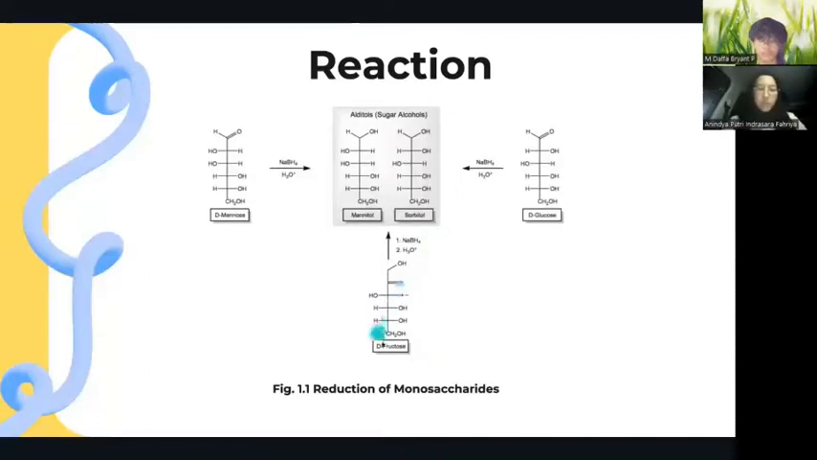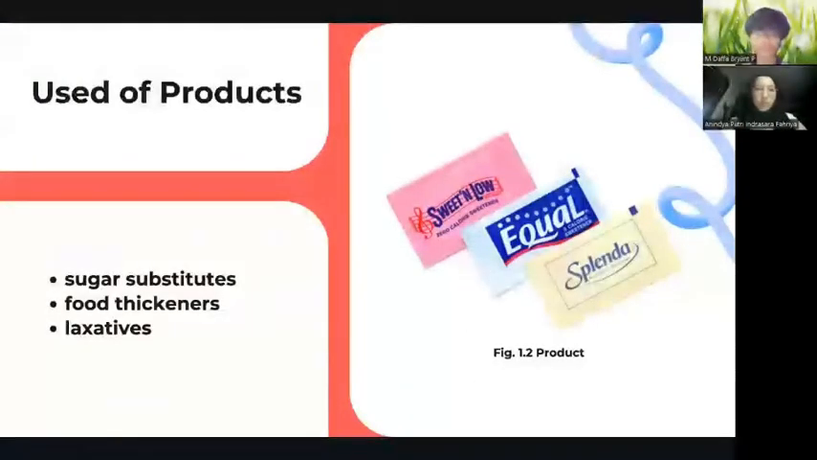For glucose, when it is reduced by sodium borohydride, it becomes sorbitol. But when we reduce fructose, it forms 2 products due to C2 racemization, producing both mannitol and sorbitol. The reducing action of monosaccharides depends on the free anomeric carbon in their molecules. For the use of the product, alditols are used industrially as sugar substitutes and food thickeners, and medicinally as laxatives.